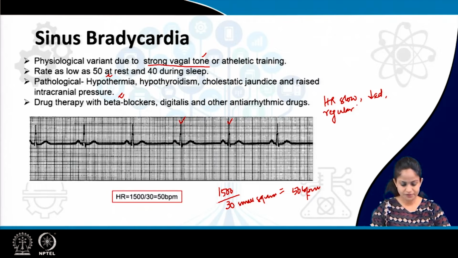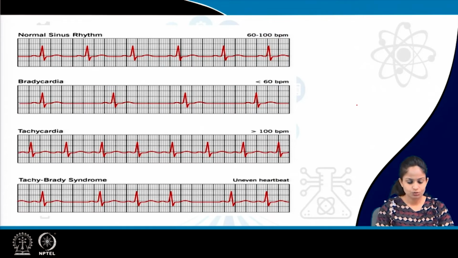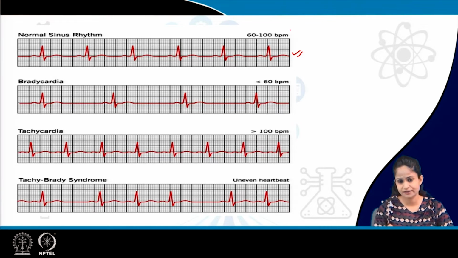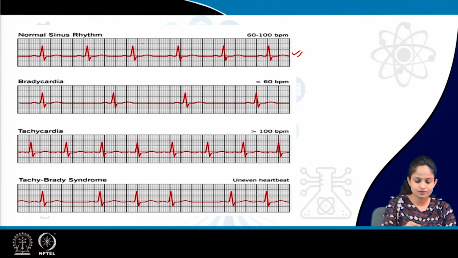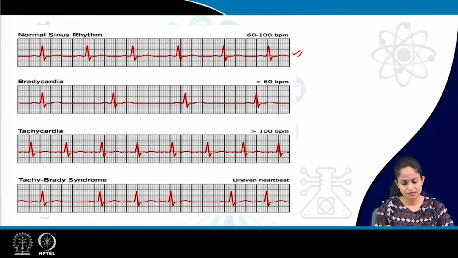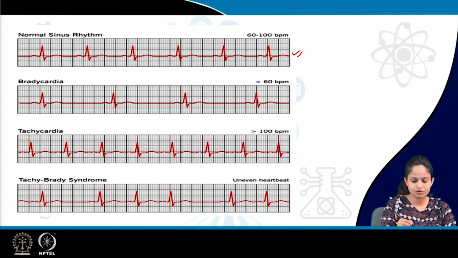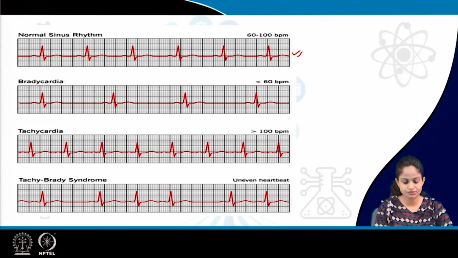So, this is 50 beats per minute heart rate. Now, what we see over here is the normal sinus rhythm, where the beats usually range between 60 to 100 beats per minute. If we calculate, it is 1, 2, 3, and more or less 4 if we take. So, 1500 divided by 20. So, it will give around 75 beats per minute, which is normal.